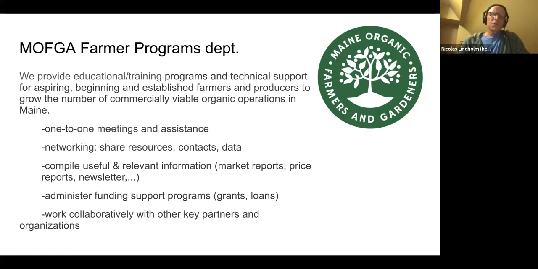I also administer some funding programs here at MOFGA. We have a technical assistance grant program, and we also help administer an organic farmers loan fund. And I also work collaboratively with other ag service providers and technical assistance farm providers, including UMaine Extension folks, Maine Farmland Trust, Land for Good. There are resources and assets for farmers outside even Maine.